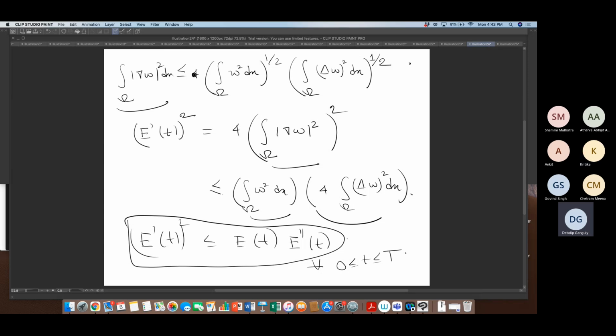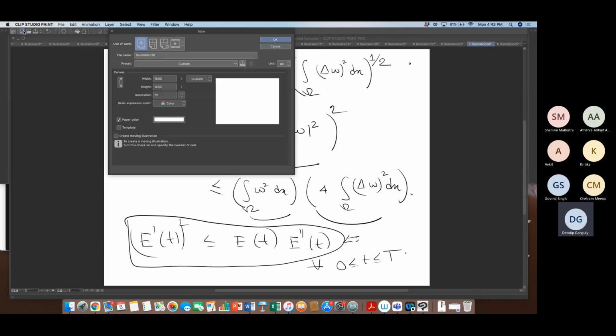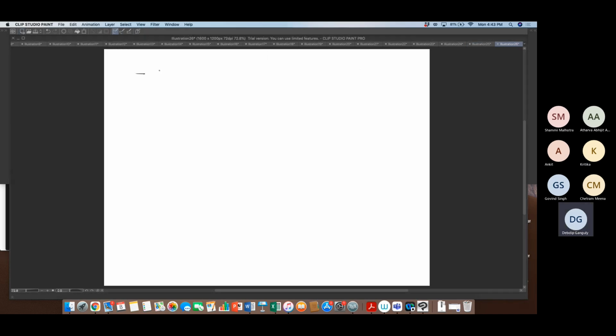Now using this inequality, you have to show that if I define f of t as log of E t, this f is a convex function. Why? To prove f is a convex function, what do you have to do? Any idea? You have to show that f prime t is.